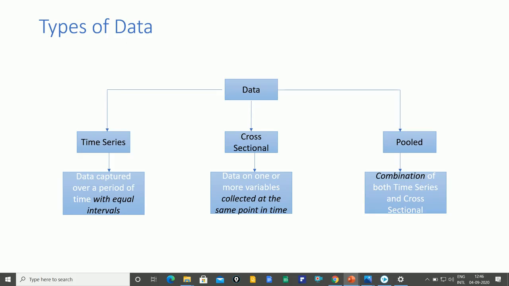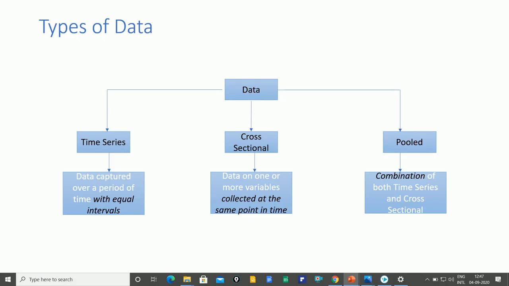Now what is time series data? Data captured over a period of time with equal intervals. So here equal interval is important. So if I consider an example, say stock price data, which is collected on a daily basis. So this is a good example of time series data, because here the interval is equal and the interval in stock price data is daily. Another example could be that of unemployment rate, which is captured on a monthly basis. So here the interval is monthly.